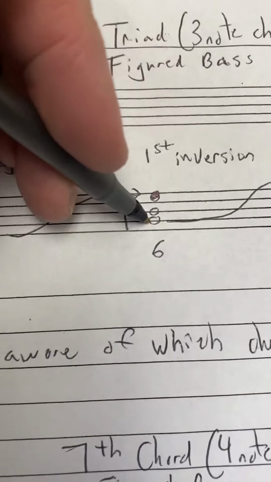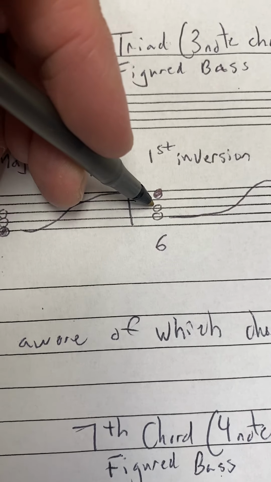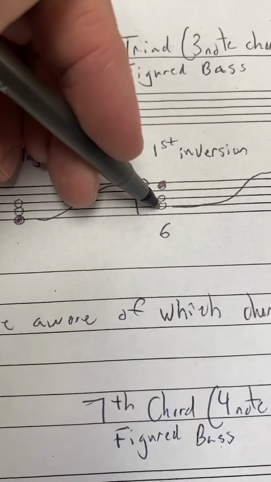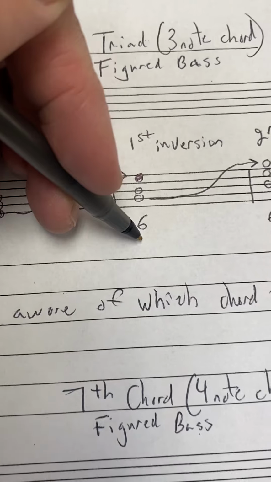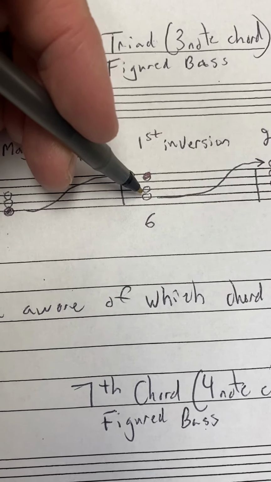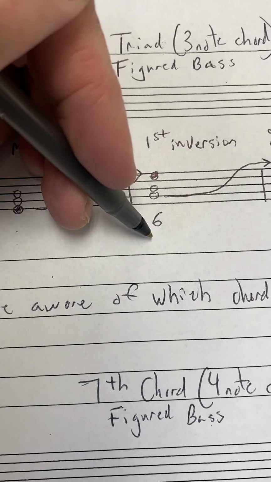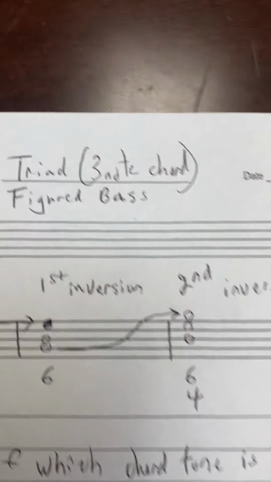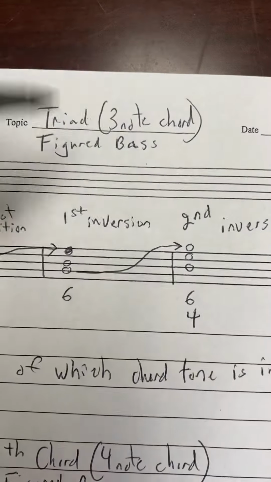Watch this. Watch how I count it. 1, 2, 3, 4, 5, 6. And then 1, 2, 3. The 3 here is invisible. A sixth and a third above a note creates a first inversion triad, or 3-note chord. See? Now I invert it again.